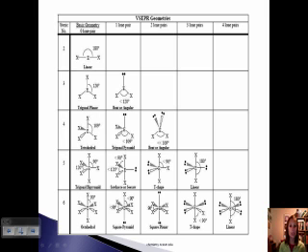So here's the chart that we're going to use. This is the total number of bonding sites, and then over here we have the number of lone pairs within those bonding sites. You can see we've got lots of different shapes and structures, and so we'll look at some of those, the most common ones.